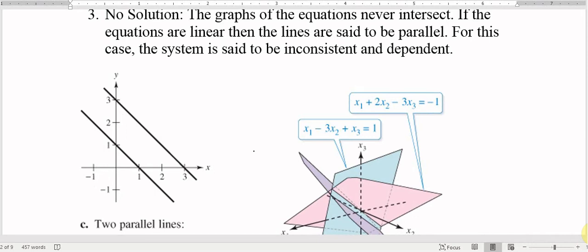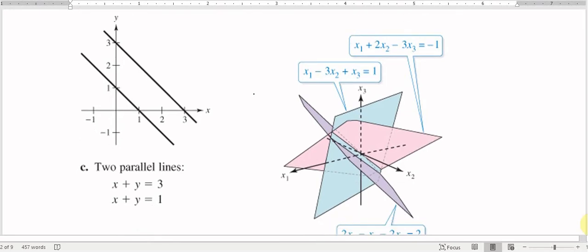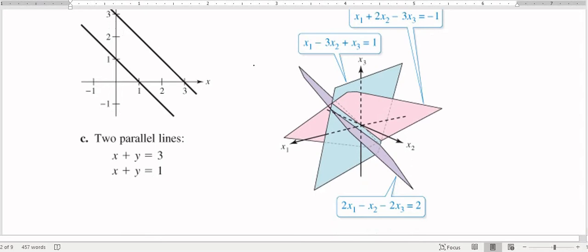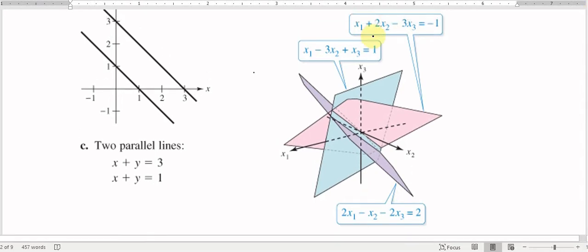If there are lines, they never cross. If there are planes, then we say no solution, because there's no common point of intersection. Where you may have, if it's three equations, like for this example over here, three equations, but there is no commonality of all three. Maybe two of the three, there may be some kind of commonality, but that's not the issue. We're looking for three equations. Is there a commonality for all three? If not, then we say no solution.